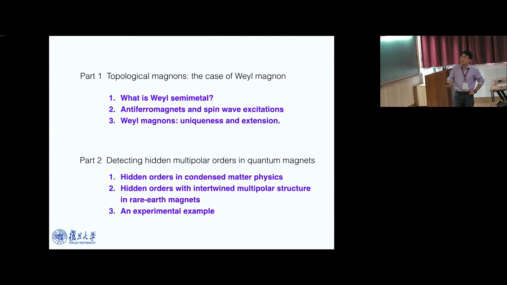There are two parts. Let's see how far we can go. I begin with part one, which is the introduction of topological magnons, particularly focusing on the case of Weyl magnons. Actually, can people hear me in the back? Okay, good. The second part will be some thoughts on detecting hidden multipolar orders in quantum magnetism. So let me begin with part one, topological magnons.